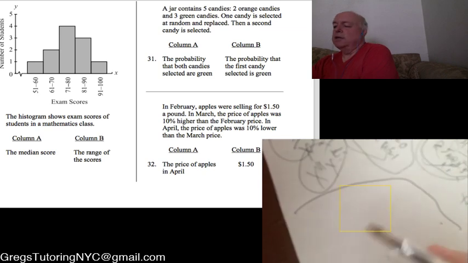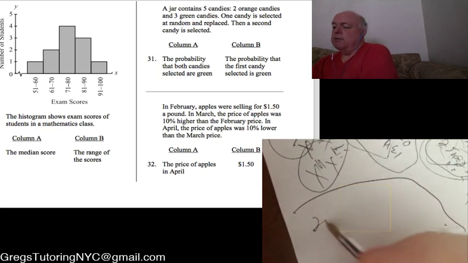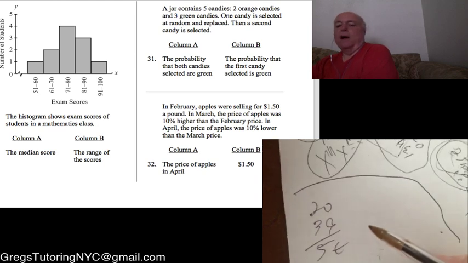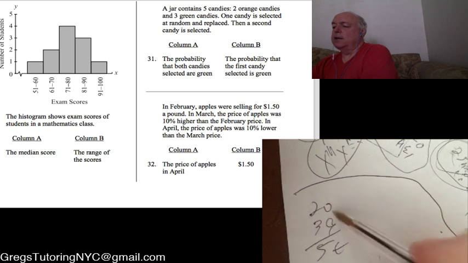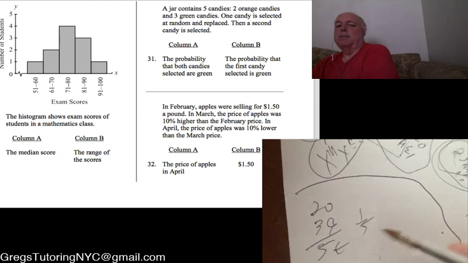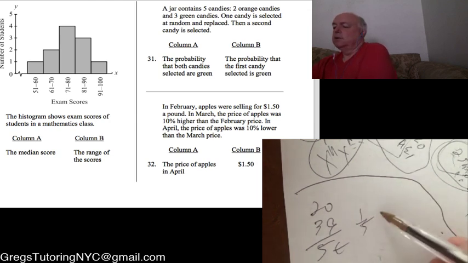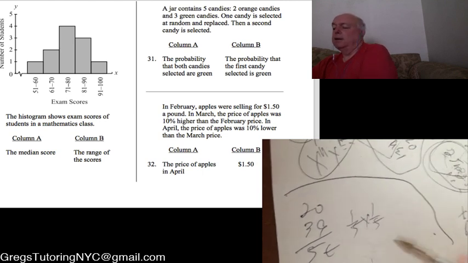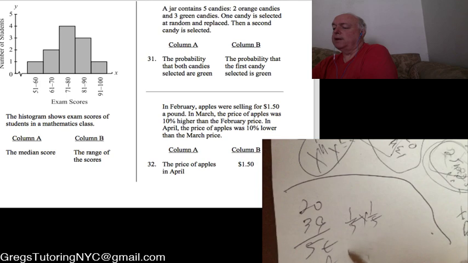So a jar contains 5 candies, 2 orange, 3 green, so we have 5 total. Okay, 1 candy is selected. They're not telling us orange or green, so it's random. So basically 1/5. I'm just following the problem so far. Then a second candy is selected. Because it's replaced, it's also 1/5. And actually we would multiply those. Okay, then it's going to give us the A versus the B now.